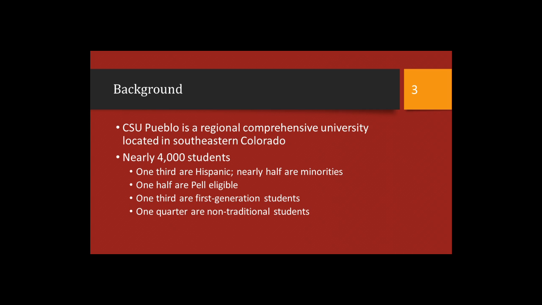CSU Pueblo has almost 4,000 students. It is designated as a Hispanic serving institution, which means it has a high percentage of students who are Hispanic and are eligible for Pell Grants. Pell Grants are an indicator of low-income families. In addition, about a third of our students are first generation, which means that neither parent completed a four-year college degree. Approximately a quarter of students at CSU Pueblo are non-traditional, which means they're aged 25 years or older.